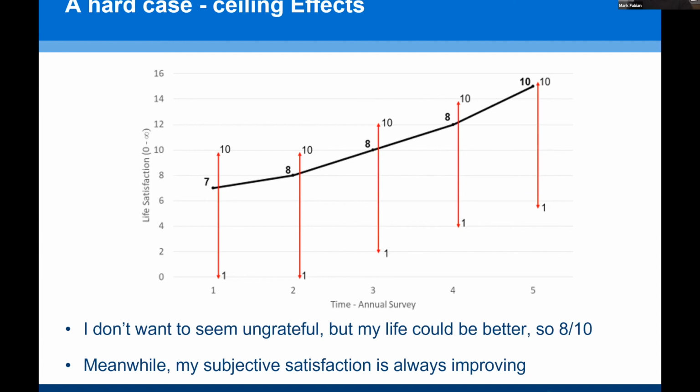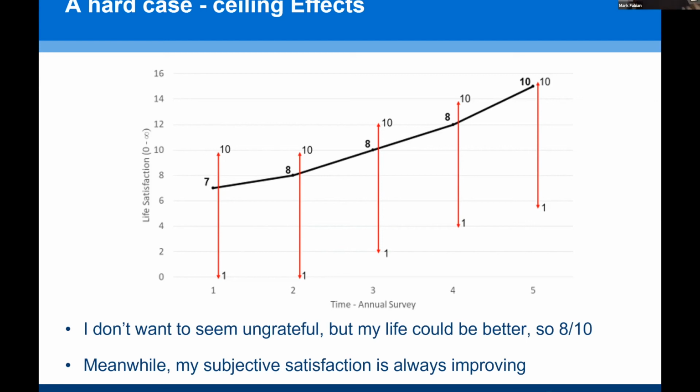Then their life gets a bit better. They say they're 8 out of 10. And then in wave 3, it gets better again. And now on their original scale, they would be 10 out of 10. But they don't want to imply that their life couldn't be better because they can still see that there's further improvements to be made. So instead of saying that they're 10 out of 10, they say that they're 8 out of 10 again. But this 8 out of 10 corresponds to a higher level of latent life satisfaction than the 8 out of 10 that they reported in wave 2.